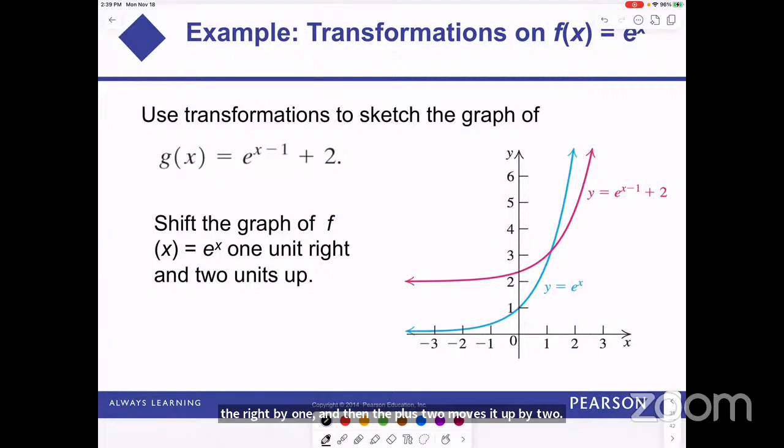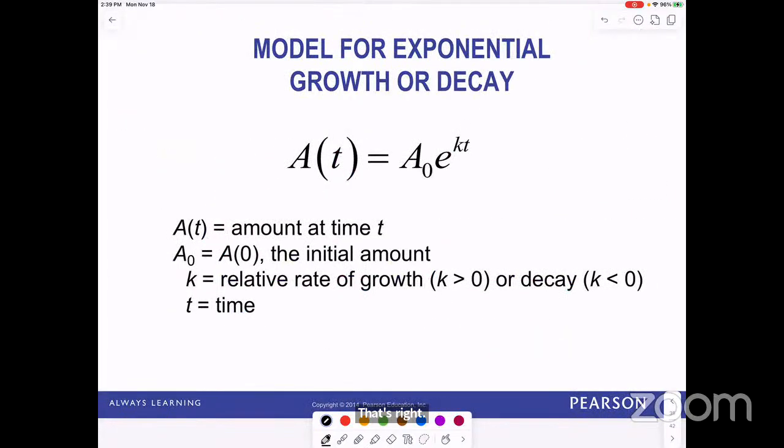And then this is an application of exponential functions. This is really the PERT formula, just extended to be more general. Instead of just talking about money, it's applied to other systems. So A of t equals A naught e to the kt, where A of t is the future value amount, A naught is the starting amount, k is the growth rate, and t is the time.